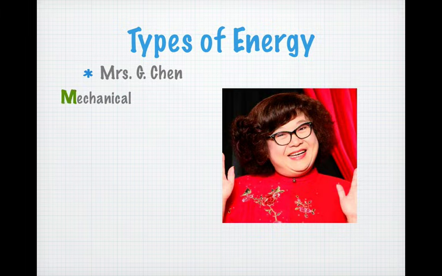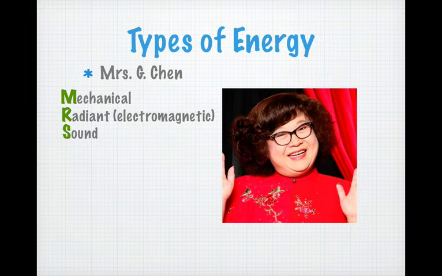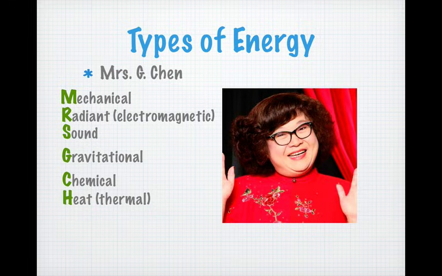The M in Mrs. stands for mechanical energy. The R is radiant, and that can also be called electromagnetic energy. The S is sound energy. The G is gravitational energy. The C represents chemical energy. The H is heat or thermal energy. And E stands for electrical energy. And last, the N is nuclear energy.